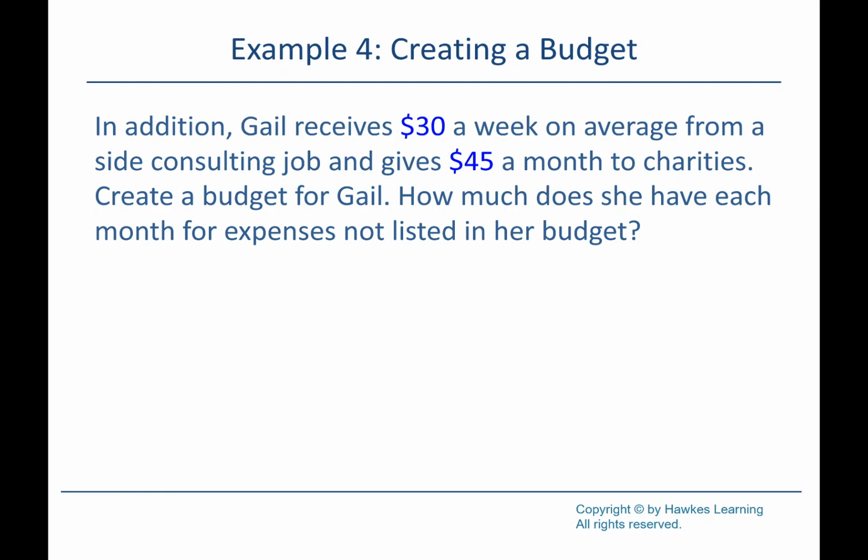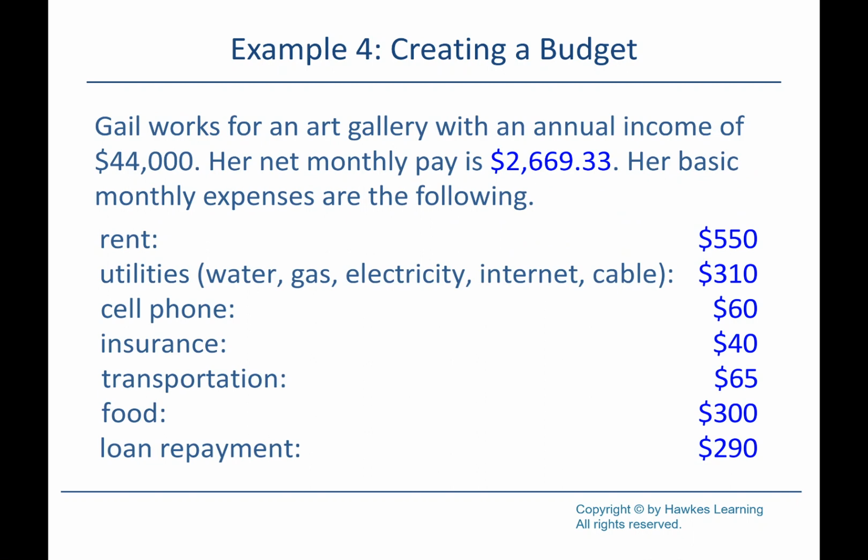Okay, same steps. We already have her net monthly pay. The next thing would be to add up all of the expenses off of the budget to get the total expenses. We won't go into as much detail on this one. I'll just do it in the calculator.